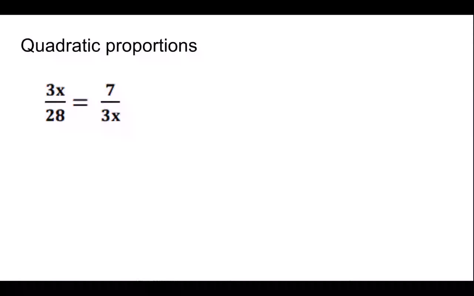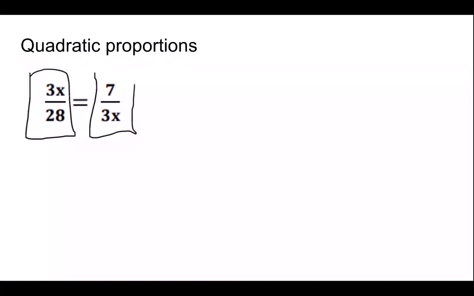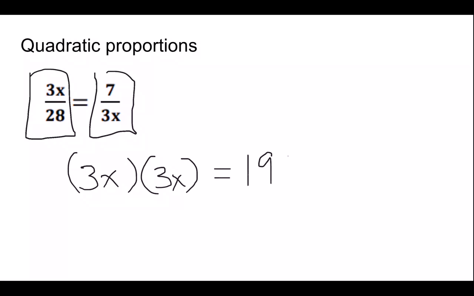Here's my second example. And as you can see, again, it's a proportion because it's two fractions that are equal. And we'll see why it's going to be quadratic in a second. What I'm going to do first is cross multiply. So that'd be 3x times 3x equals 7 times 28, which will give me 196. So that was 7 times 28. 3x times 3x will be 9x squared.